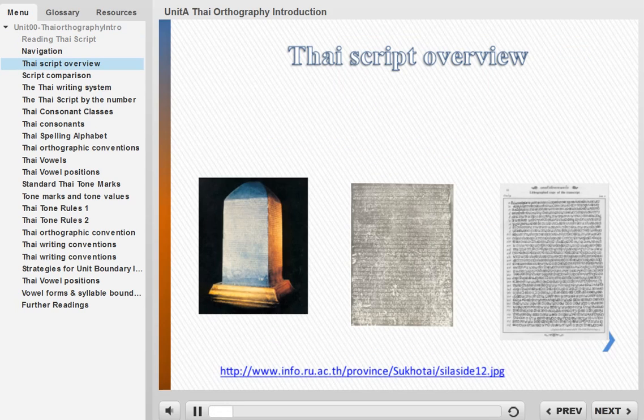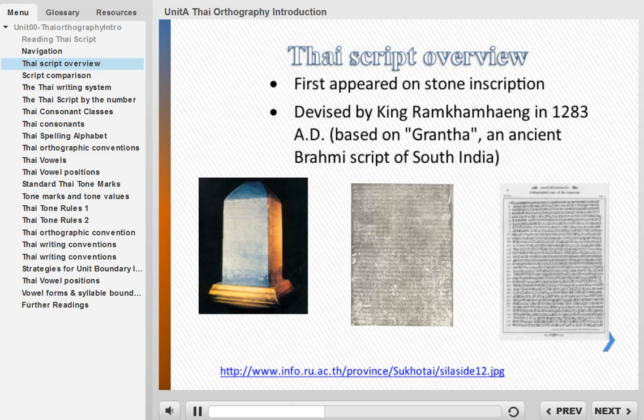Overview of the Thai script and writing system. The modern Thai script has a history of over 700 years. The precursor of the modern Thai script first appeared in an inscription on a stone slab, or a stele, dated 1292 AD. According to the inscription, the script was devised by King Ramkhamhaeng in 1283 AD. The script was based on Grantha, an ancient Brahmi script of South India.